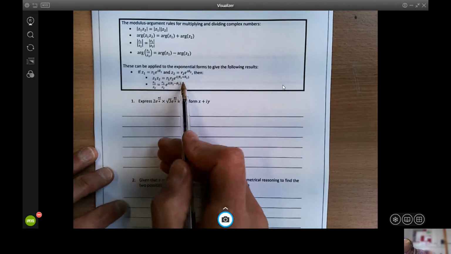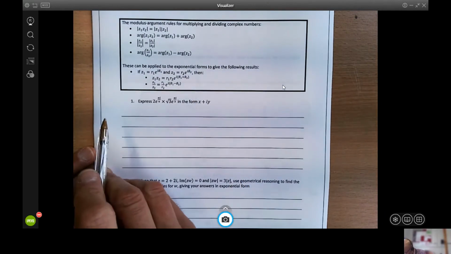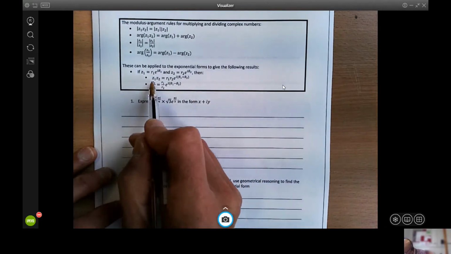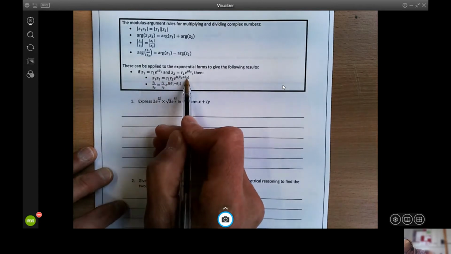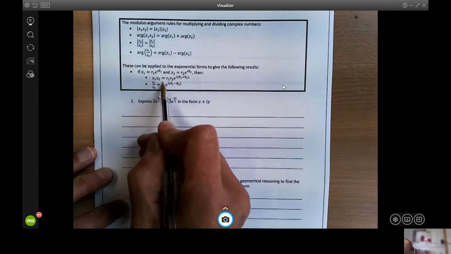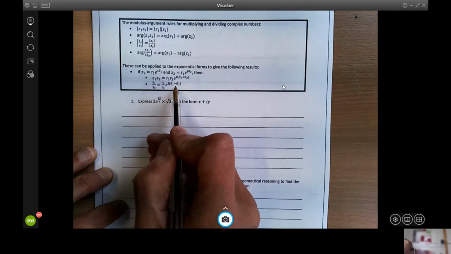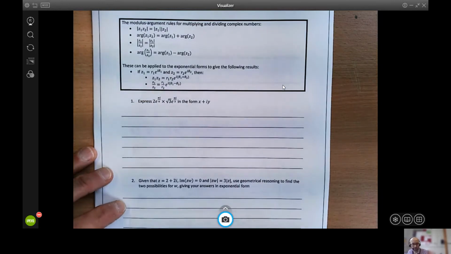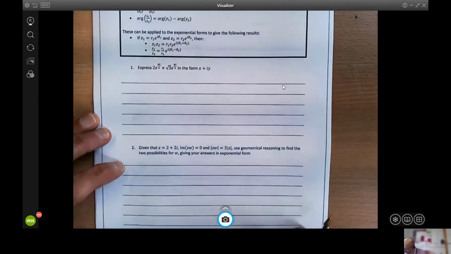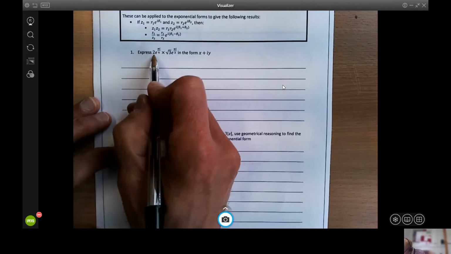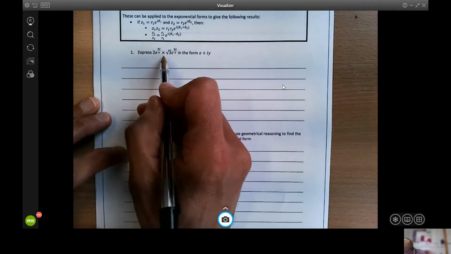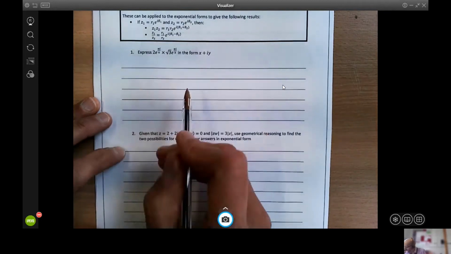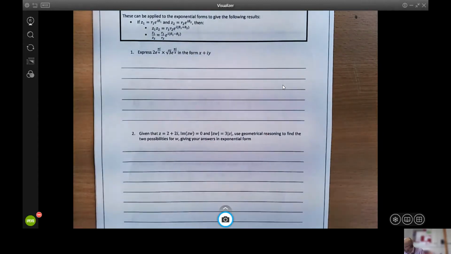And we can do exactly the same thing in exponential form. So if we're multiplying, we get r1 r2 and the sum of the arguments; dividing, r1 divided by r2 and the difference of the arguments there. So we want to express the result of this calculation in the form x plus iy.